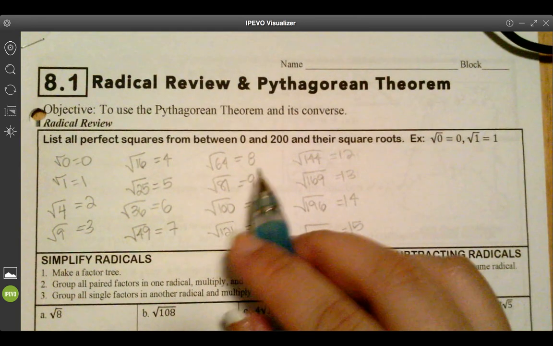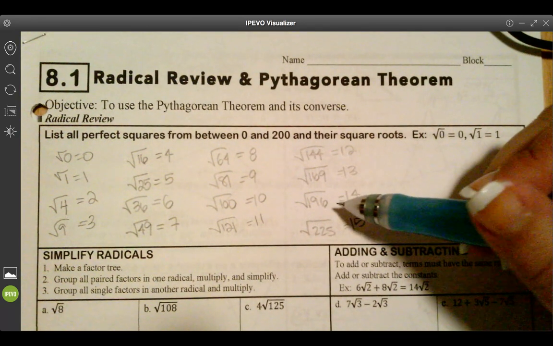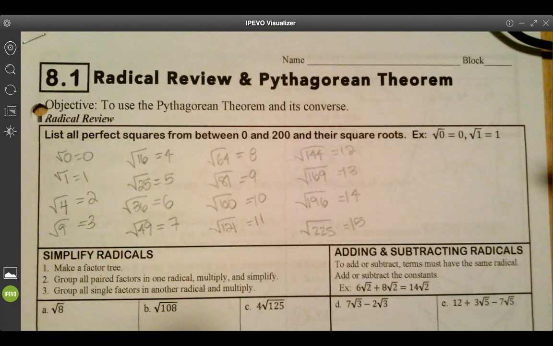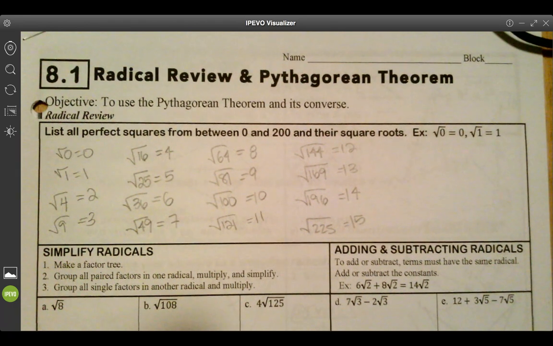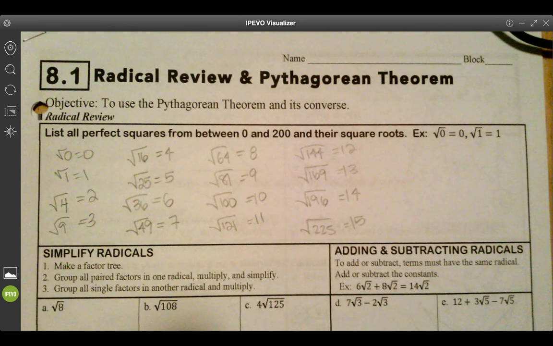I said to go between 0 and 200, but we didn't really know that we had gotten up to 200 until we found one above it. These are ones that it would be very useful to recognize. You don't have to memorize them. You do have your calculator. However, the easier it is to recognize them, the easier it will be to do your computations.